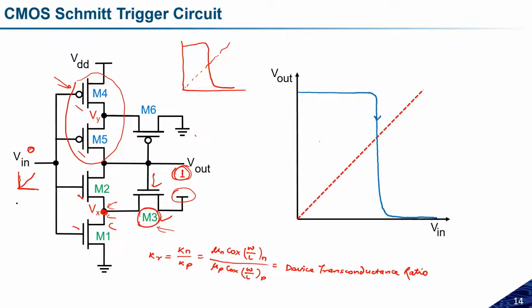Similarly, if I'm changing the input from high to low, from VDD to 0, the input was initially VDD. In that case, the output will be 0. And if the output is equal to 0, this will activate transistor M6. If this activates transistor M6, the ground will be transferred to this Vy. And if the ground is transferred, this will weaken the pull-up network and make a stronger pull-down network.